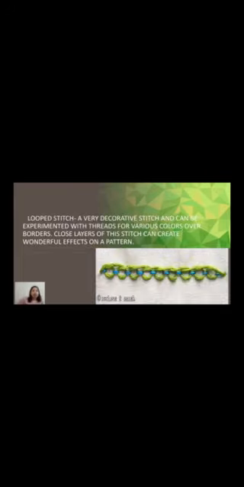It is required to divide the pattern into two and each side is filled alternately, giving a plaited effect in the center, thus ideal to make loop stitch, a heavy decorative stitch that can be experimented with using threads of various colors and over borders. Close layers of this stitch can create a wonderful effect on a pattern.